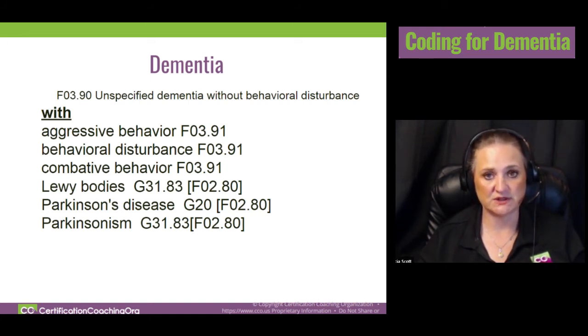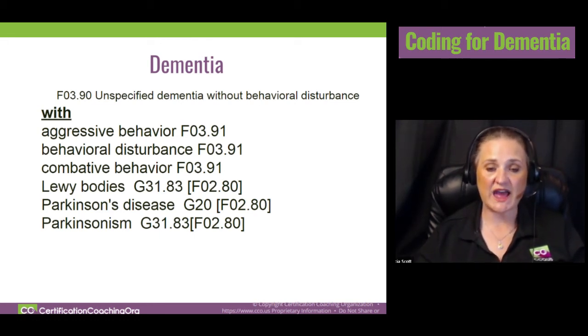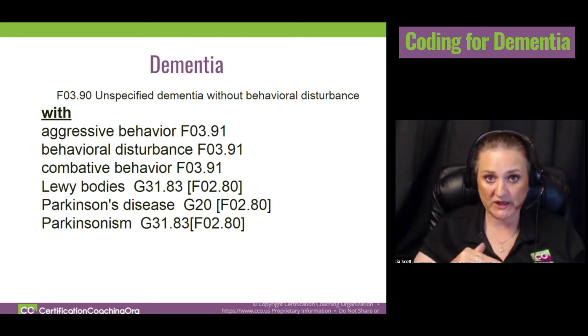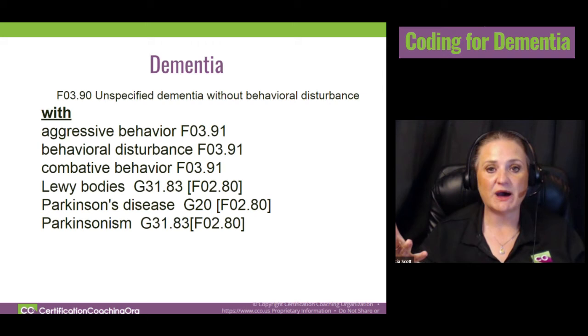You default to "without behavioral" because you can't code it without. It's not unspecified dementia with unspecified behavioral disturbance. That's not an option. Okay, now then another choice under "with," so we've got dementia "with" Lewy bodies.